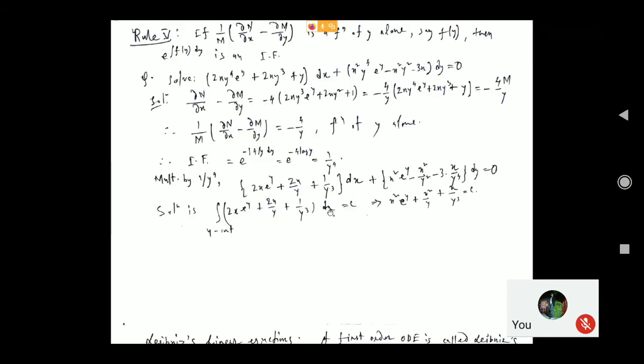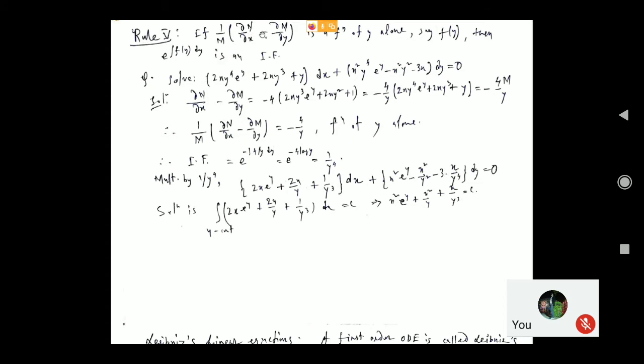Next, we have rule 5. It is similar to that previous rule, just a slight difference. If all the previous methods are not applicable, it is not homogeneous, we cannot solve by inspection, and the original given equation is not exact, then if all the previous methods fail, you can go for this method.